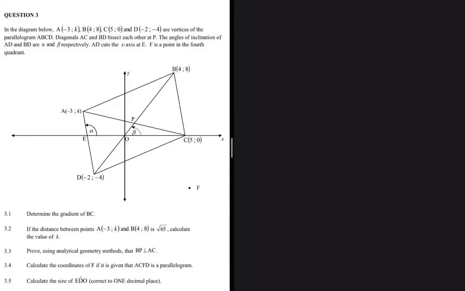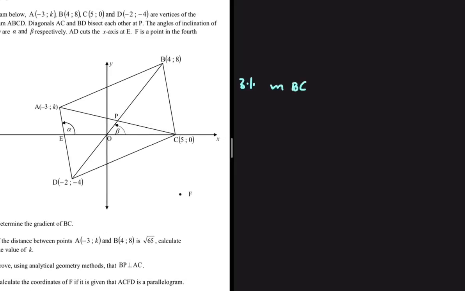The question starts off fairly weak with 3.1, just asking us to find the gradient of BC. So we are given all the coordinates of B, and we are also given the coordinates of C. So we're supposed to substitute directly, no trickery whatsoever. So the gradient of BC will be equal to y2 minus y1 divided by x2 minus x1. So let's take B as our second point.